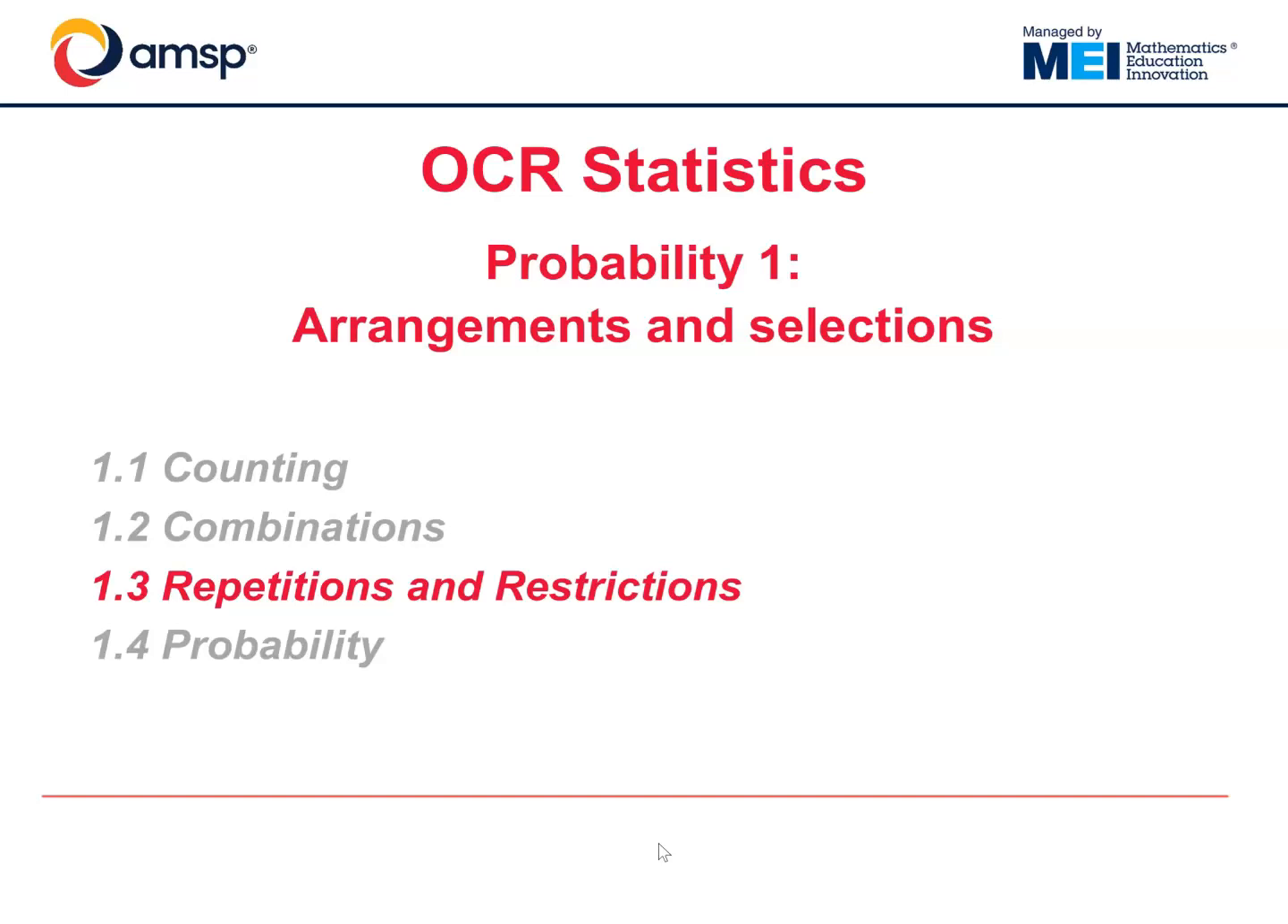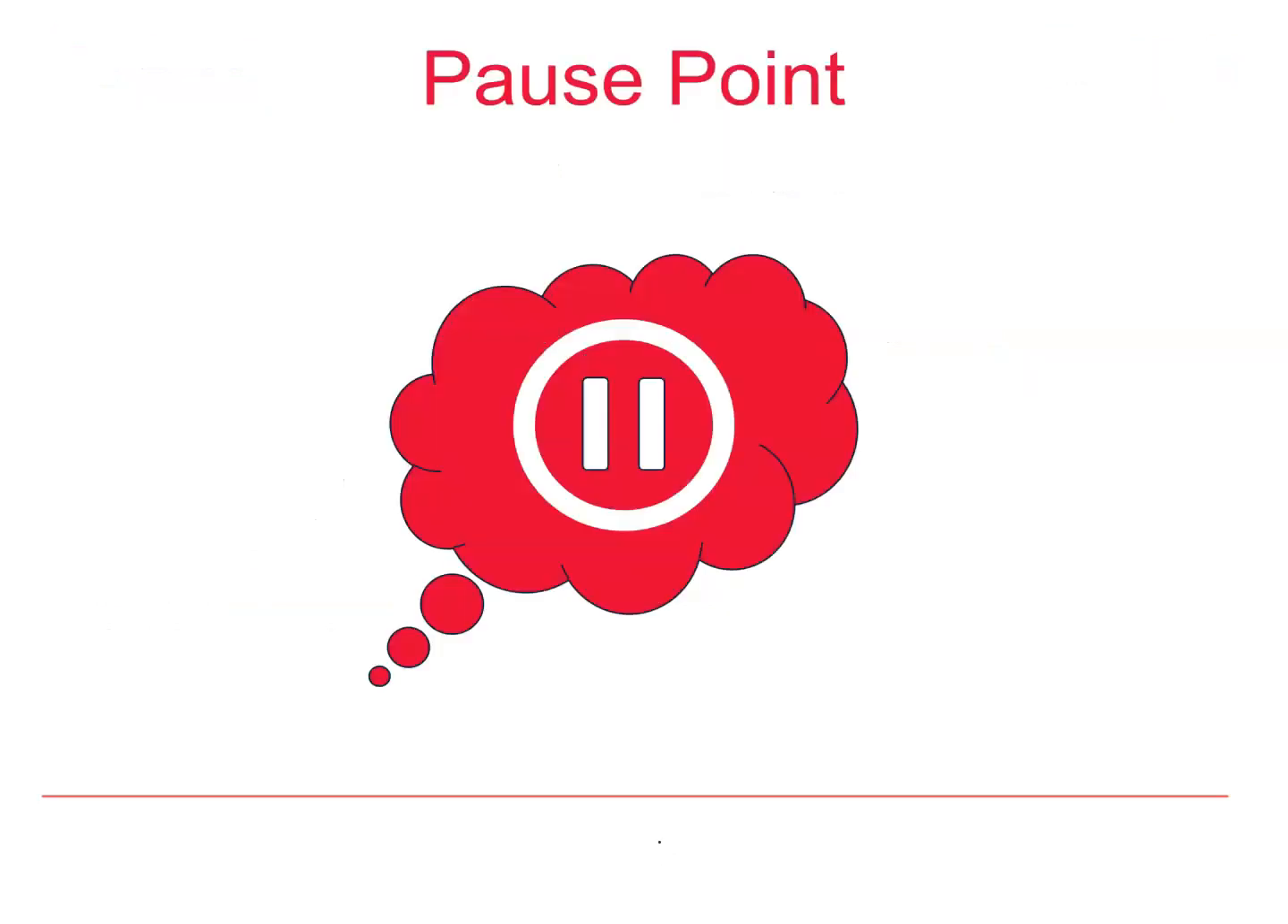Hello, this is OCR Further Statistics. We're in Probability 1, Arrangements and Counting, and the third video on repetitions and restrictions. There are several points where it's a good idea to stop and work some things out for yourself. Whenever you see this symbol, pause the video and try to answer the question before continuing to watch.